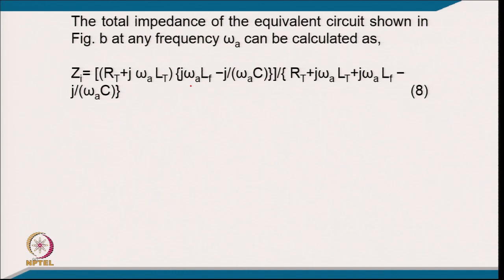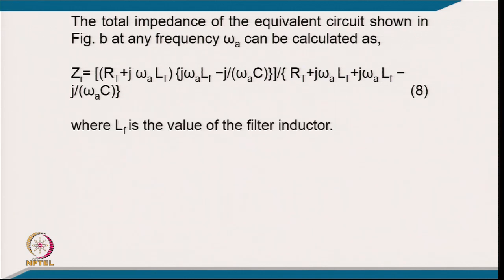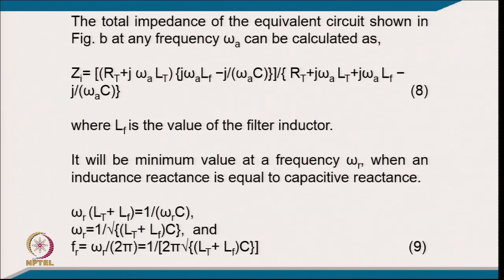After putting this inductor in series with the capacitor, the impedance will now be that of the filter, I mean the capacitor and inductor circuit, and in this we can find out the resonance frequency of the total circuit. LF is the value of the filter inductance, from which we can find the new resonance frequency.